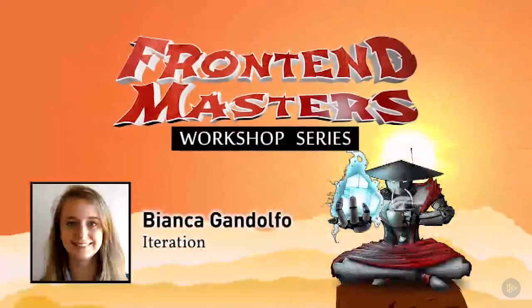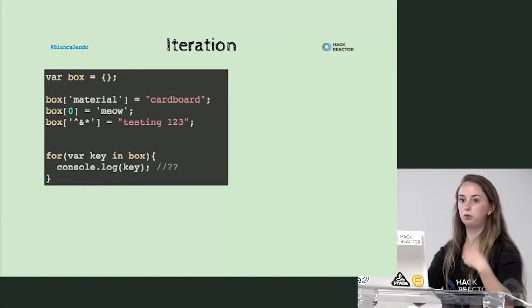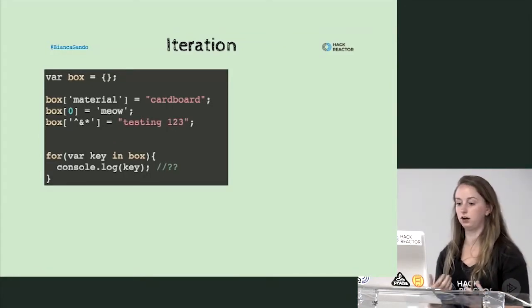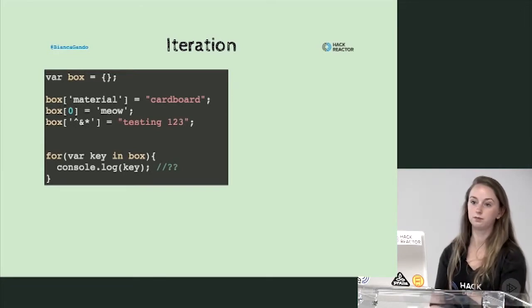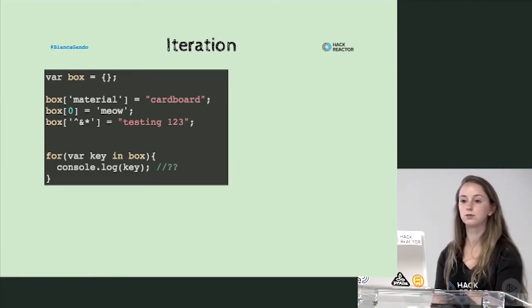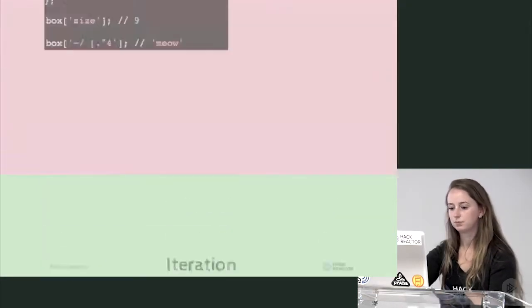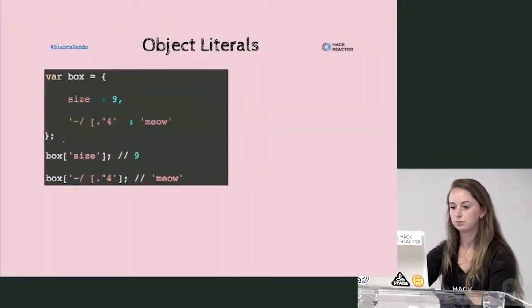So now we're going to talk about iteration. We talked about adding things and taking things out. What about if we want to just loop through the entire object and get out those values and take a look at that property? So, a question came up in the chat room. If size is a string, but you assign it a value that's a number, does it become an integer?